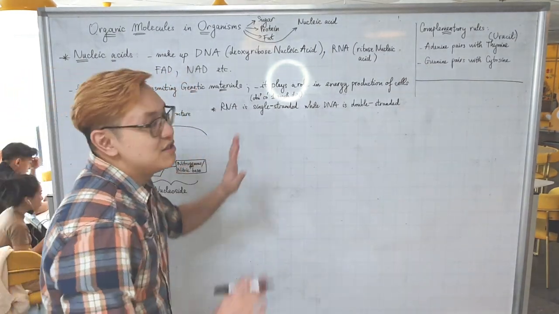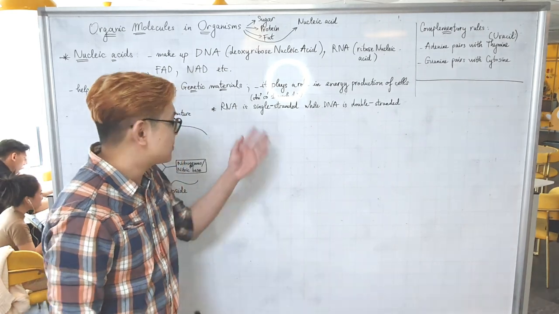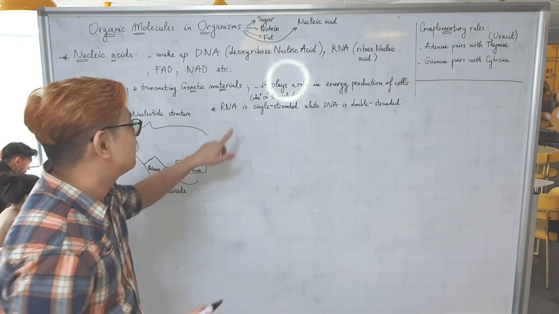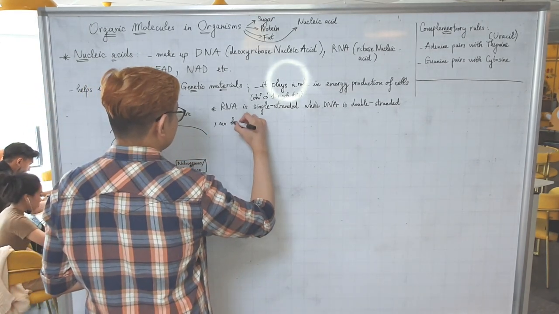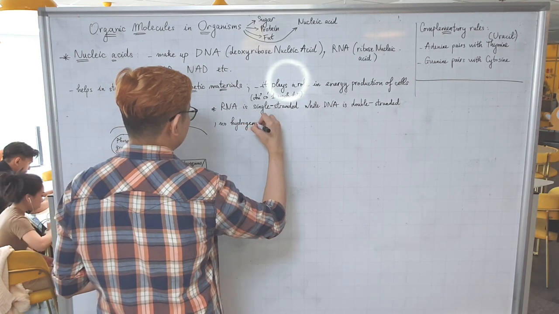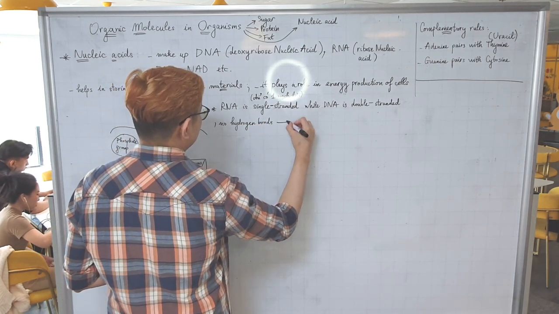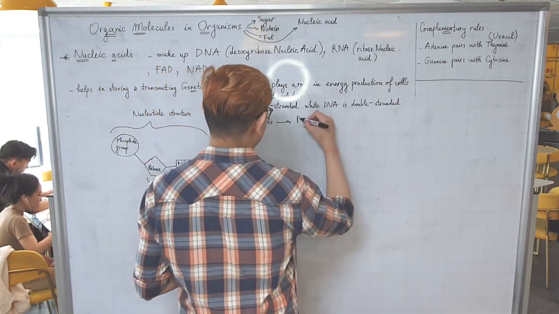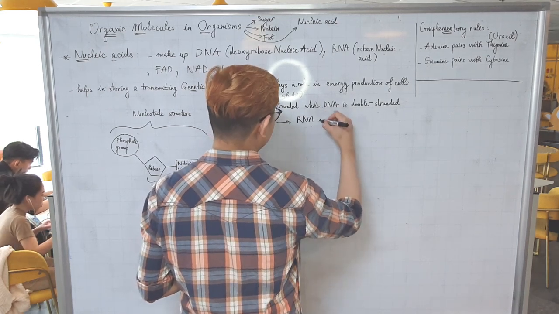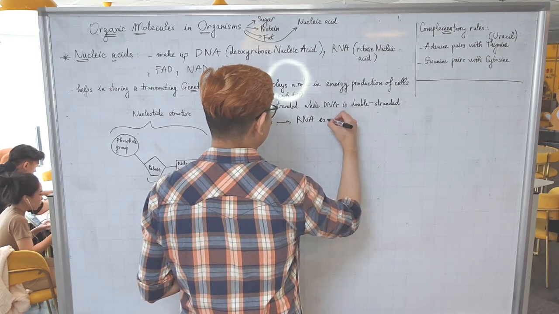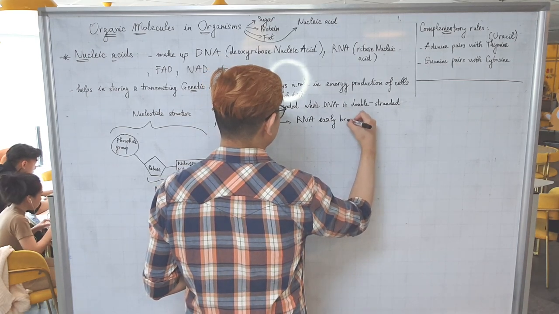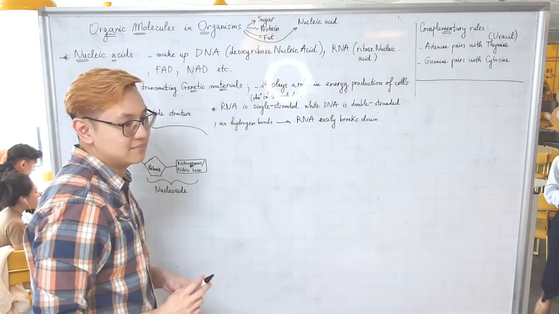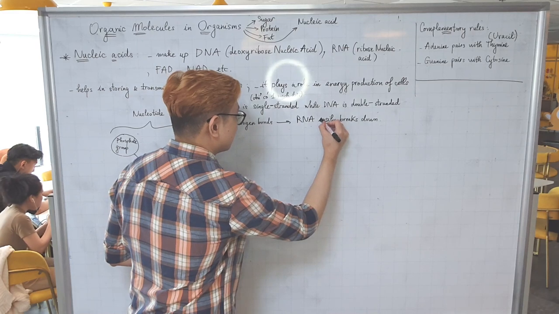Because of this, no hydrogen bonding. So it leads to RNA being much less stable than DNA. RNA easily breaks down.